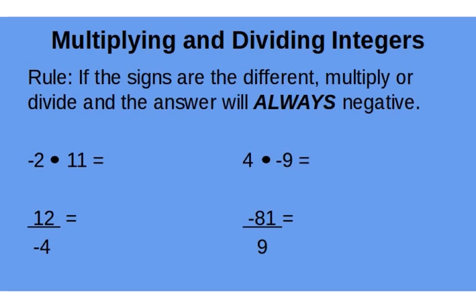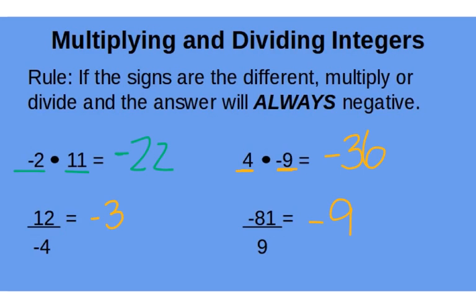The second rule for multiplying and dividing integers: if the signs are different, the answer will always, always, always be negative. Okay? So let's look at this one. This is negative and a positive, so negative 2 times positive 11 is, I know it's going to be negative because the signs are different, negative 22. Can't see that very well, so I'll use yellow. And this is positive 4, negative 9, so that makes it negative 36. 12 divided by negative 4 is negative 3, and negative 81 divided by 9 is negative 9.